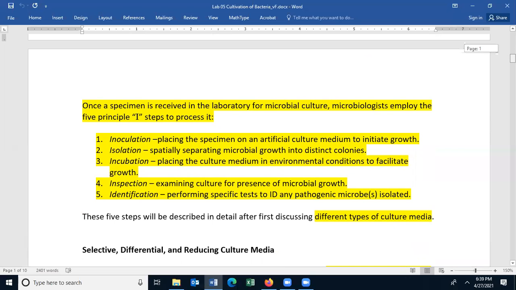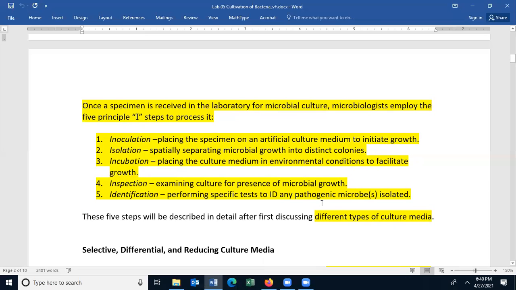Once the specimen is received in the lab for microbiology culture, microbiologists employ the 5 principal steps to process it: inoculation, isolation, incubation, inspection, and identification. So 1, inoculation; 2, isolation; 3, incubation; 4, inspection; 5, identification. Inoculation is placing the specimen on an artificial culture media to initiate the growth of the desired organism. Isolation will be spatially separating microbial growth into distinct colonies, and then isolating the colony of interest. Incubation, placing culture medium in an environment where conditions facilitate the growth of the bacteria. Inspection, examine the culture for the presence of microbial growth. And then identification, perform specific tests to identify any specific pathogen that is isolated.